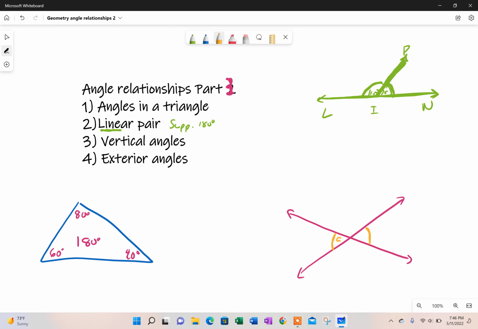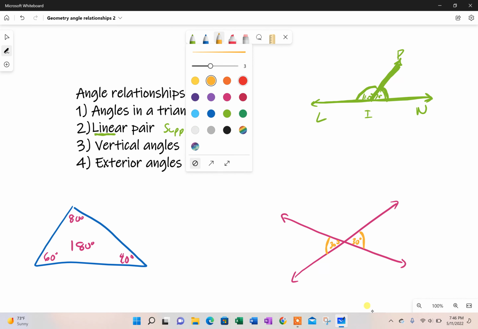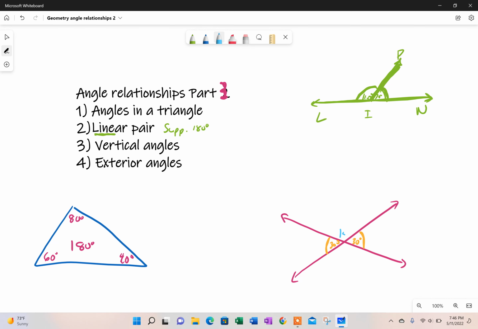So let's see. If this ended up being 30 degrees, this angle here would be 30 degrees. But not only that, you don't just get one pair of congruent angles, you get two pairs of congruent angles, because that would mean that this is 150 degrees because of a linear pair. And so this would be 150 degrees. So you can see when you have two intersecting lines, you have two pairs of congruent angles.